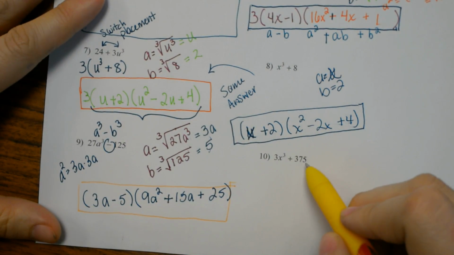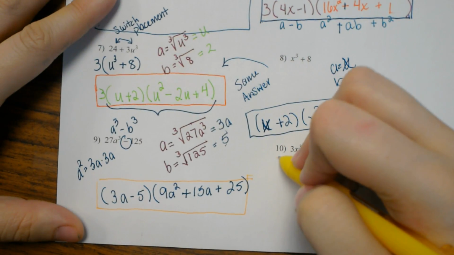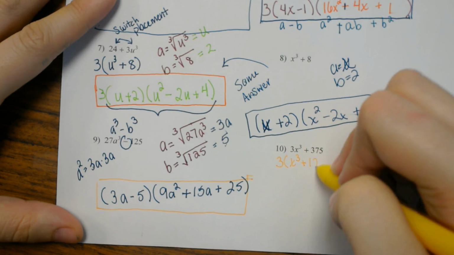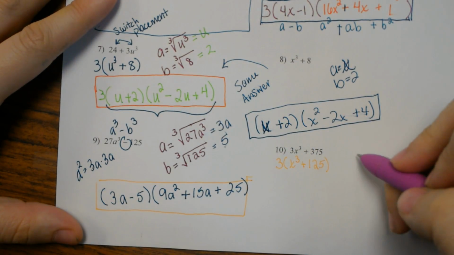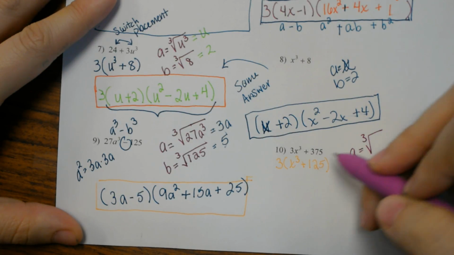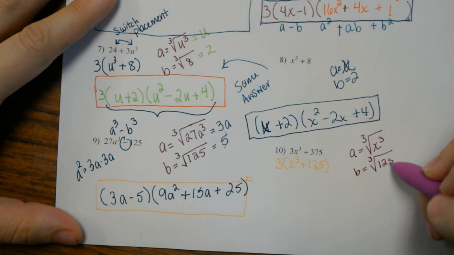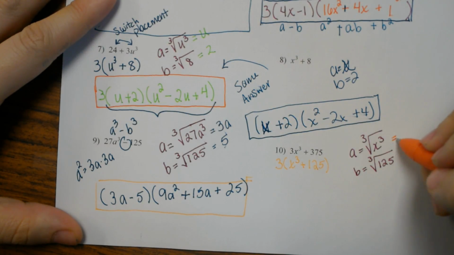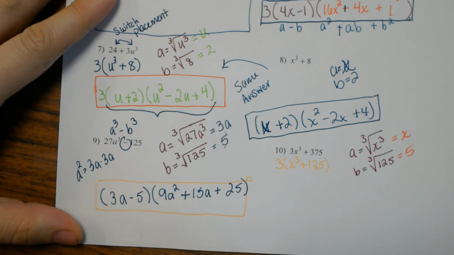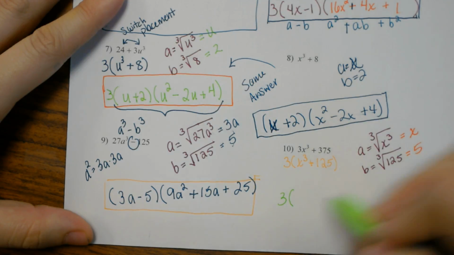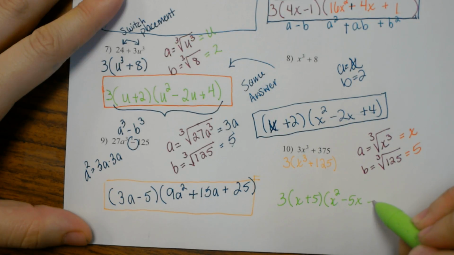And then number 10, 375, I'm going to have to GCF a 3. Just pull up my GCF. So a is the cube root of x cubed, b is the cube root of 125. So the cube root of x cubed is x. The cube root of 125 is 5. So I have 3 times x plus 5, x squared minus 5x plus 25.